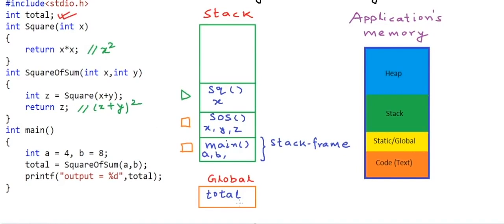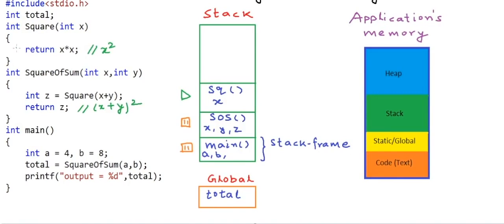It sits here in this section. Global variable because it is not declared inside a function. We can access it anywhere. And then we go to this particular statement where we call square of sum, and square of sum is calling square. So right now this is our call stack.